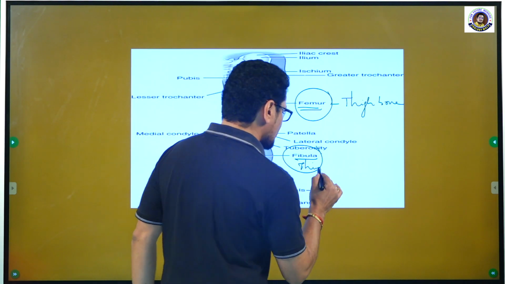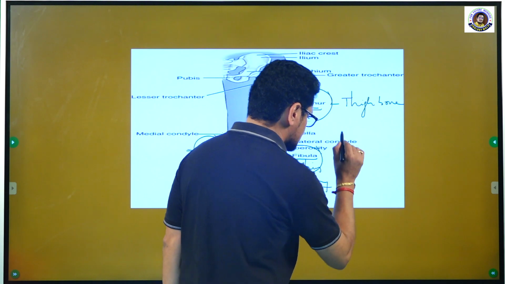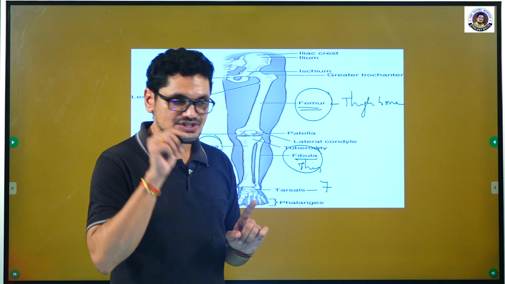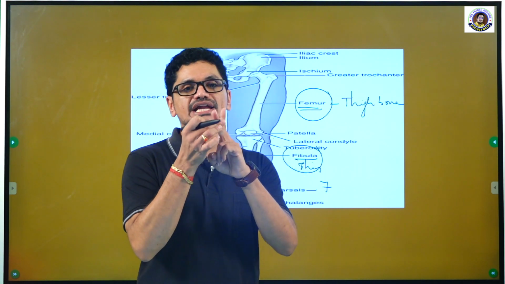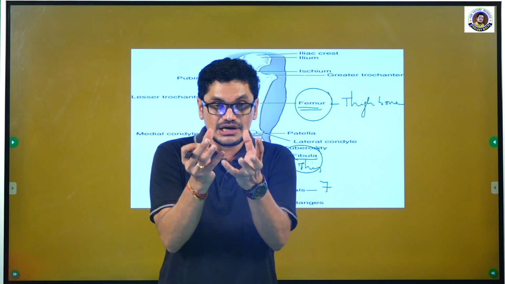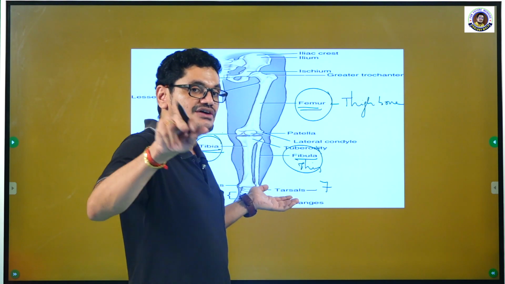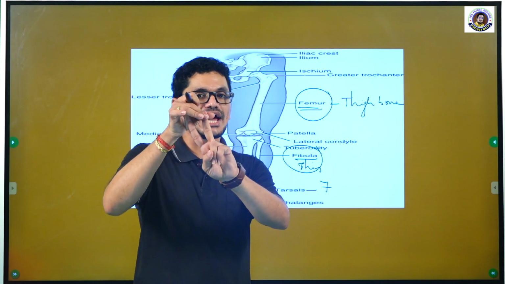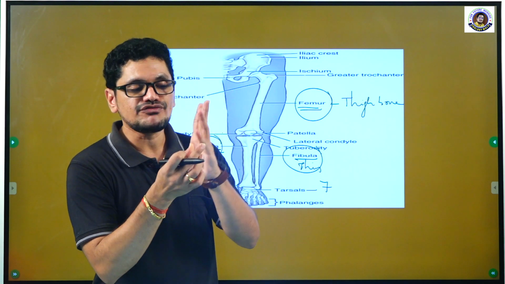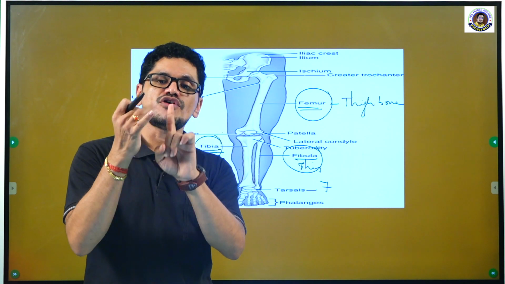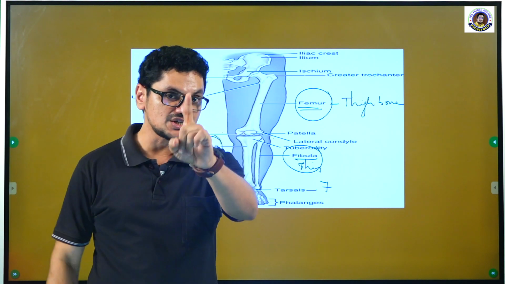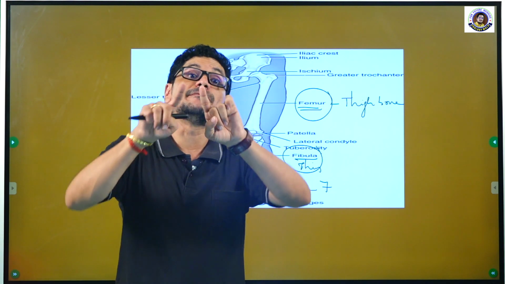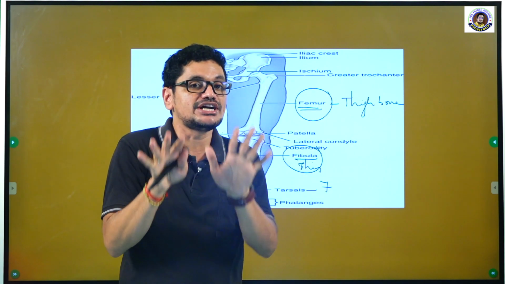And regarding tarsals, how many tarsals are present? 7 tarsals are present. Just now I told you that talus is one bone, and calcaneus, also called the heel bone, is the largest bone among all 7 tarsals. The bones are talus, calcaneus, navicular, third cuneiform, second cuneiform, first cuneiform, and cuboid. 7 bones are present. Once again, my students, these questions may not come in the NEET examination, but it is better to remember.